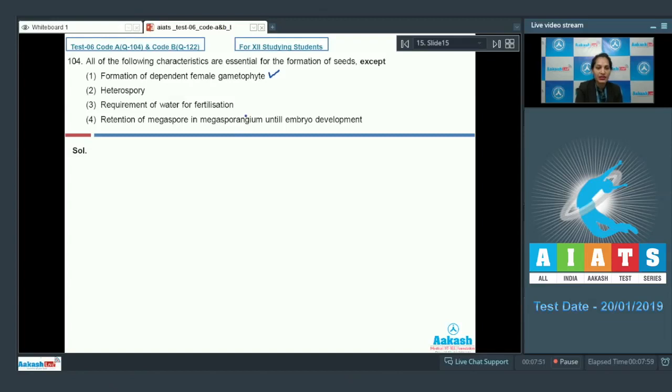So this is essential that formation of dependent female gametophyte is a requirement for the seed formation. Heterospory, yes. It leads to the seed formation. It is a prerequisite for seed formation. Fourth, retention of megaspore in megasporangium until embryo development. Yes, it is also an essentiality for the formation of seeds. Third, requirement of water for fertilization. No, it's a primitive feature which is seen in bryophytes also. Water requirement for fertilization is not required for the formation of seeds. So the correct option for the given question is option number 3. Let's move on to the next question.